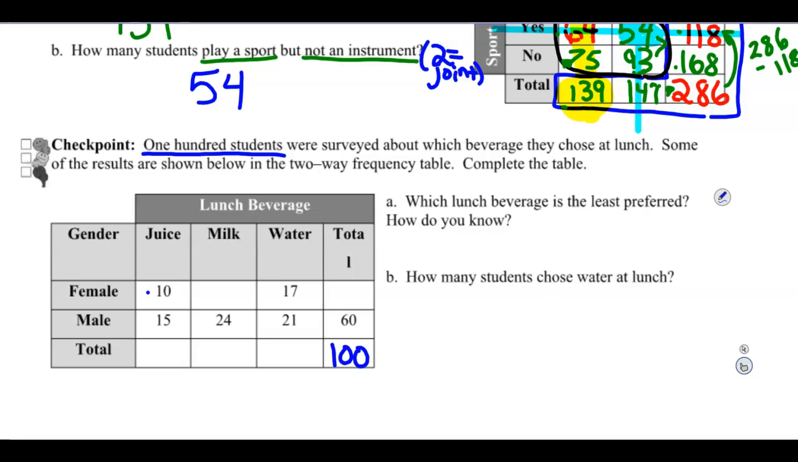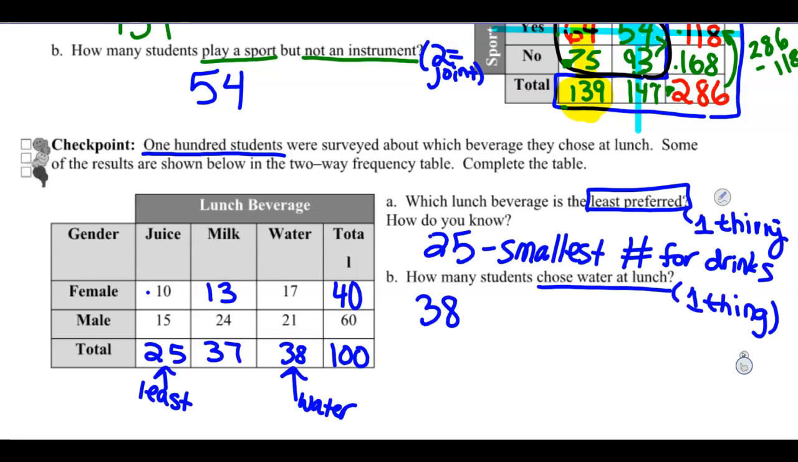So I want you to go ahead and give this one a try on your own and then unpause the video and see if your numbers match up with mine. All right, so hopefully you went through and figured out these numbers by either adding or subtracting from the totals. And we always double check.